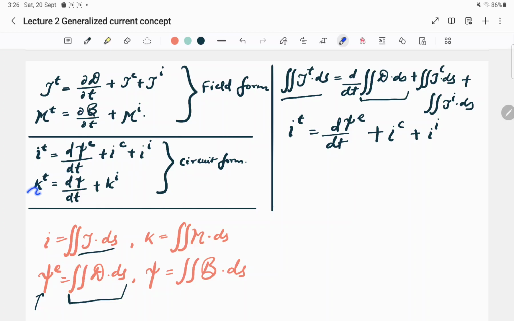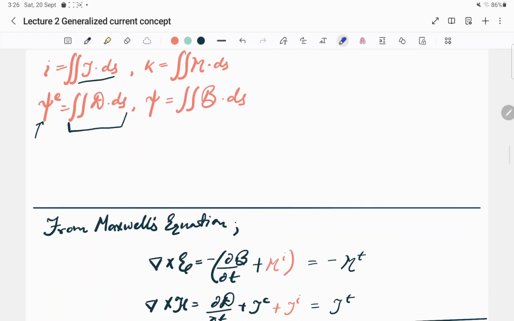Similarly, you can also get the total magnetic current, which is Kt is equal to d psi by dt plus Ki. Hence we can call these two equations as written in circuit form.